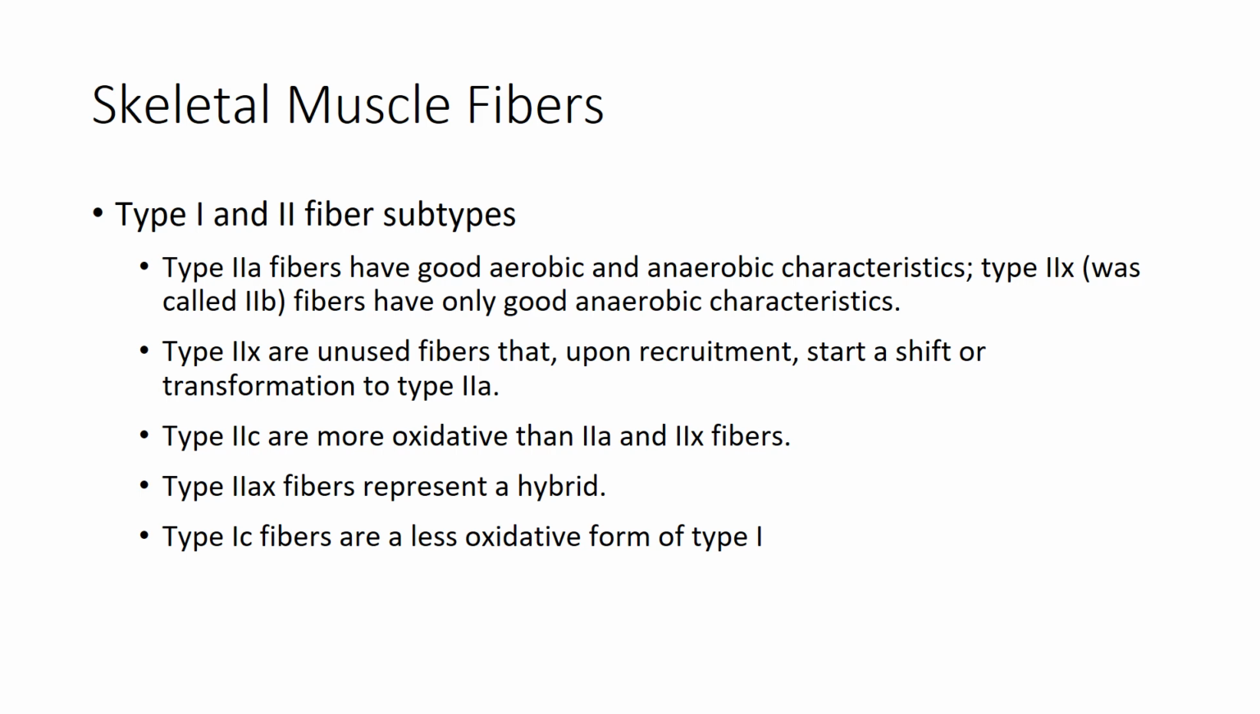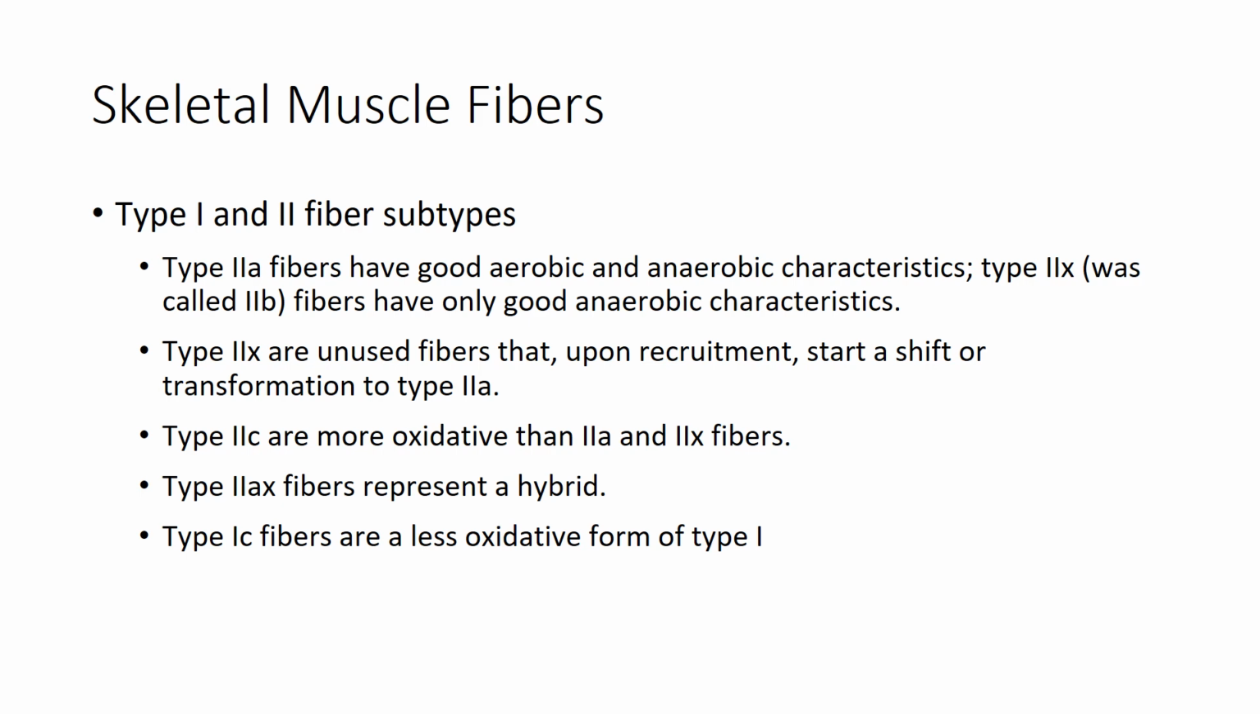With type 1 and type 2 fibers, there are different subtypes. Type 2A fibers have good aerobic and anaerobic characteristics. So this subtype of type 2 muscle fiber is going to fall in between type 1 and type 2X. And type 2X, which was originally called type 2B, fibers have only good characteristics of anaerobic properties. When we look at type 2X muscle fibers, these are unused fibers that upon recruitment start a transformation to type 2A.